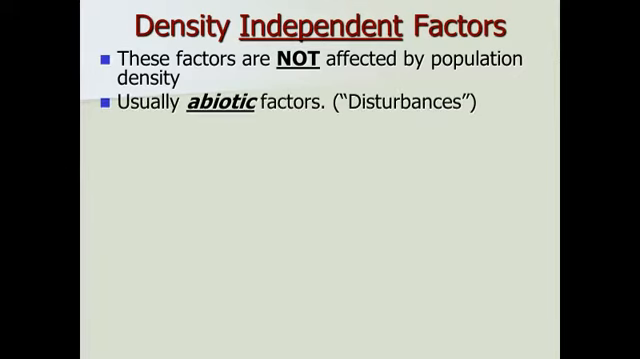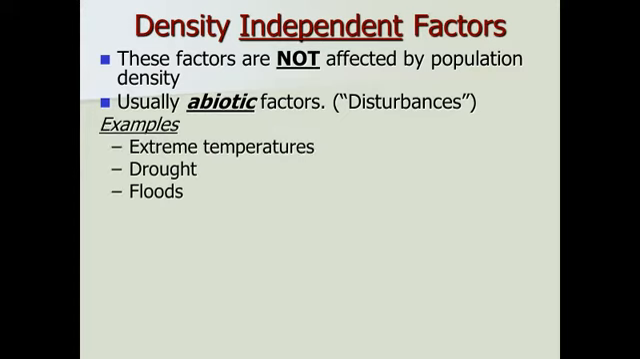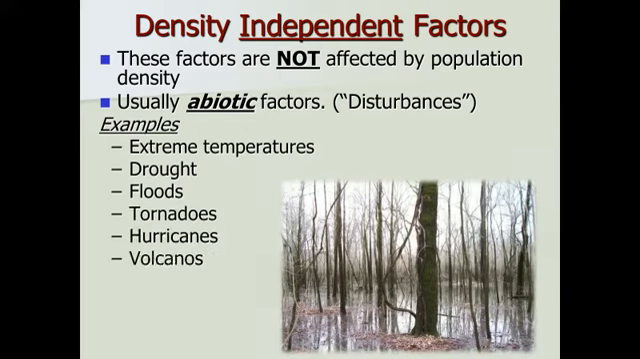It doesn't matter how many individuals there are or how dense the population is, these factors act the same on a small population or a large population. These are usually abiotic things. Think of disturbances. So abiotic meaning non-living. So these are things like extreme temperatures, droughts, floods, tornadoes, hurricanes, volcanoes.